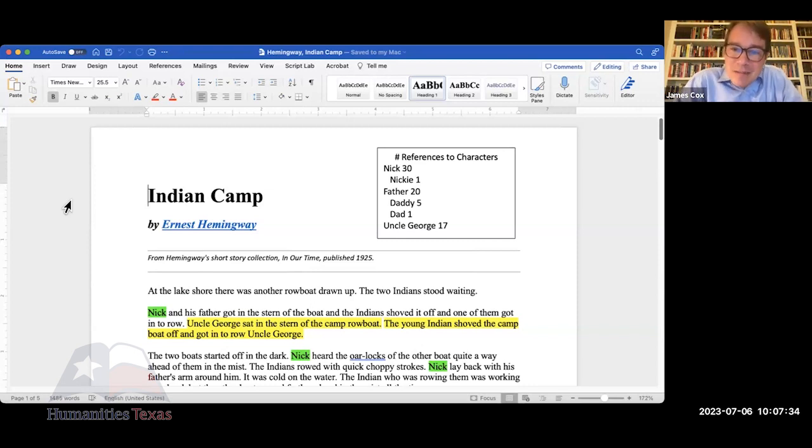And I noticed that Nick's nickname appears only one time in the story. I'd never noticed that before. And then I noticed that the word dad appears only once. So there's daddy 5 times and father 20 times, but the word dad only appears once. And I convinced myself, and I'm still convinced of it, that this is totally brilliant on Hemingway's part.